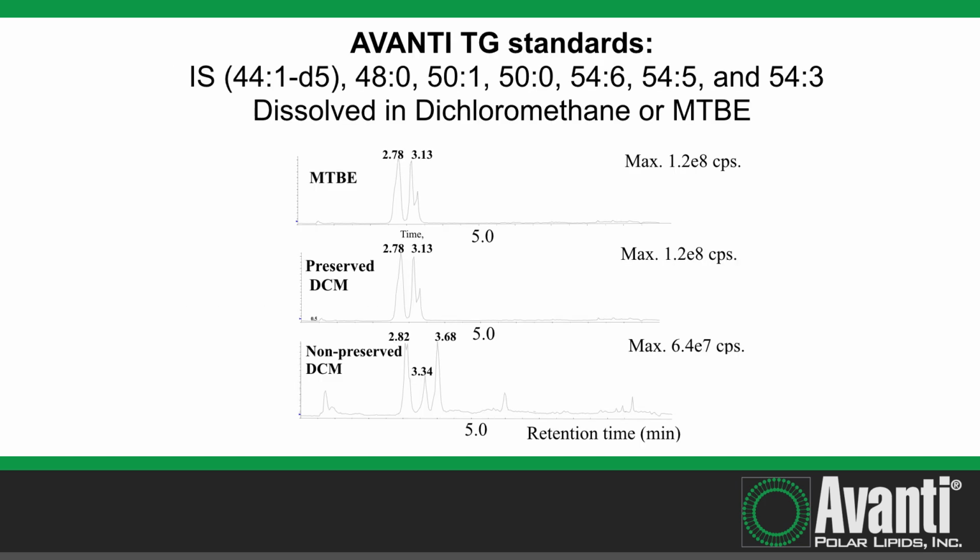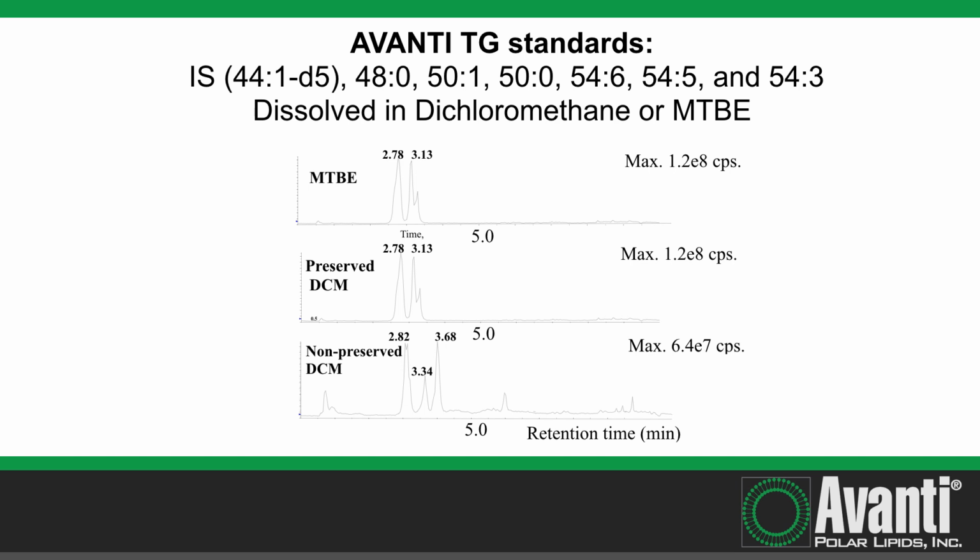So here's an experiment which we did with some Avanti triglyceride standards. We were doing this to do a quantitative analysis, so we wanted to have these as reference standards. The 44:1 D5 is the internal standard, and we had various triacylglycerides with different numbers of double bonds. This will allow us to generate a standard curve for these species.